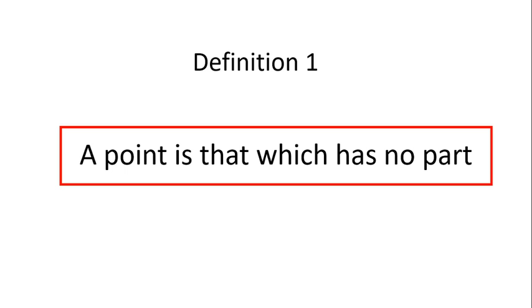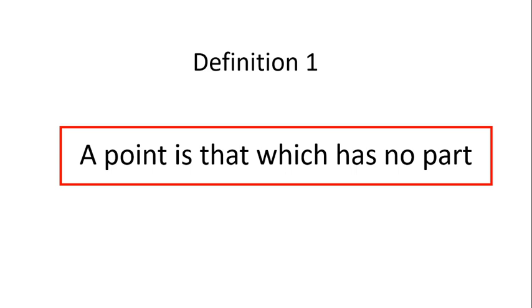What do you mean by part? Part means length, breadth, height, thickness, whatever might be. It has no dimension, it has no length, no breadth, no thickness, nothing. Such a simplest figure in geometry is called a point. So a point is that which has no part.